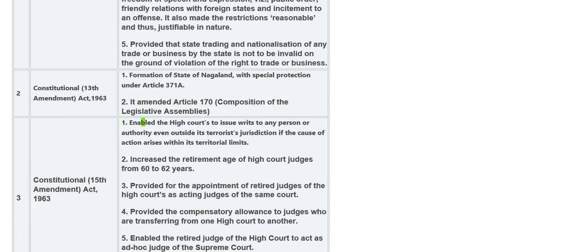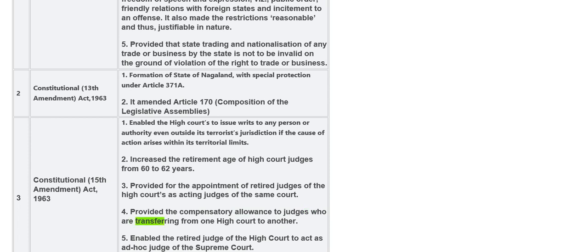3. The Constitution 15th Amendment Act, 1963. 1. Enabled the High Courts to issue writs to any person or authority even outside its territorial jurisdiction if the cause of action arises within its territorial limits. 2. Increased the retirement age of High Court judges from 60 to 62 years. 3. Provided for the appointment of retired judges of the High Courts as acting judges of the same court.